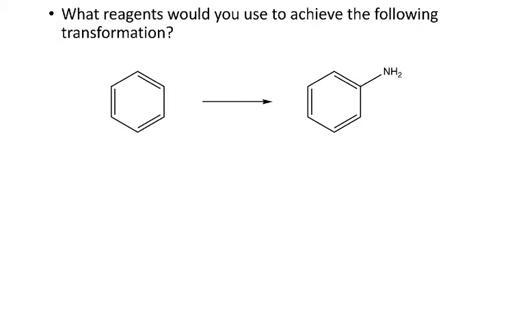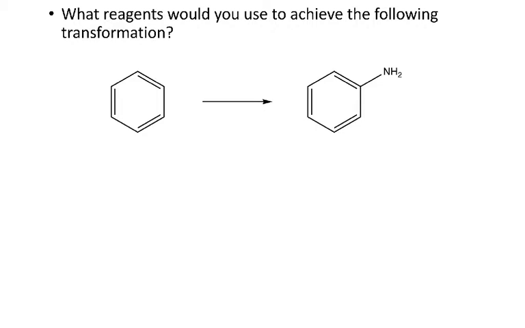Alright, now this is one we're going to need to do in a couple steps. So we didn't learn how to add an amine group directly to the benzene, but we did see how we could add an NO2 and then reduce that to give us the amine.